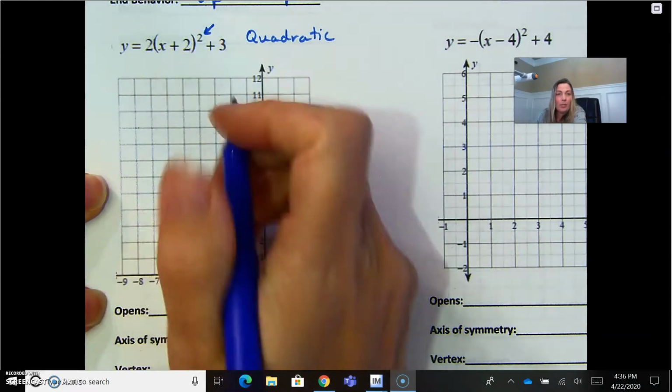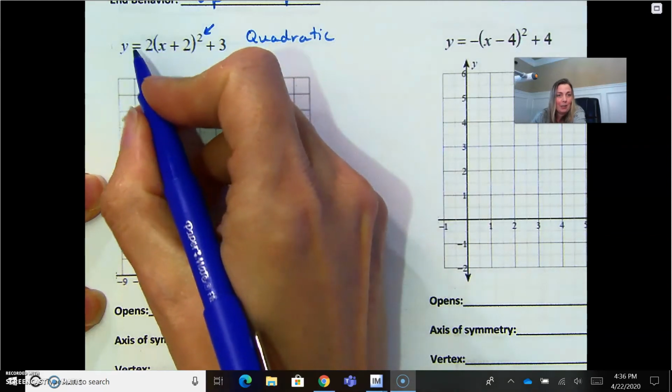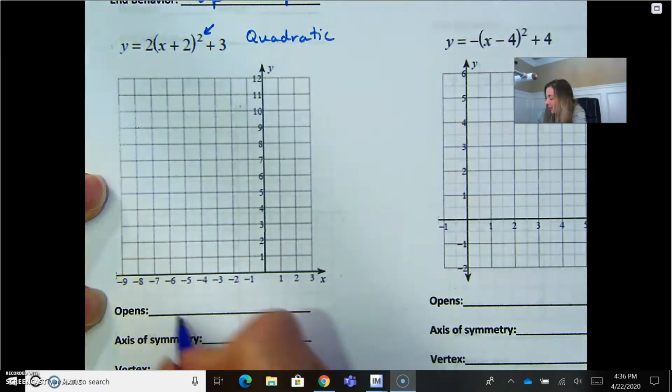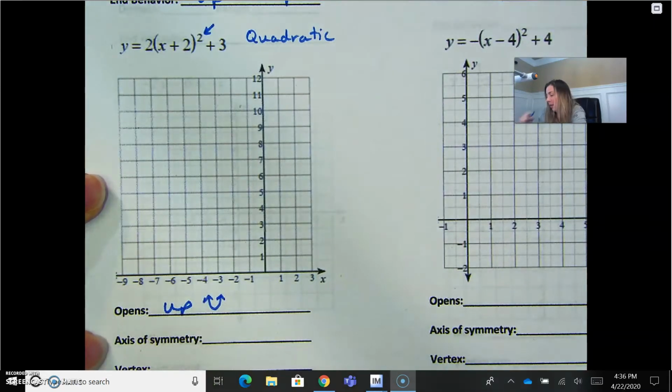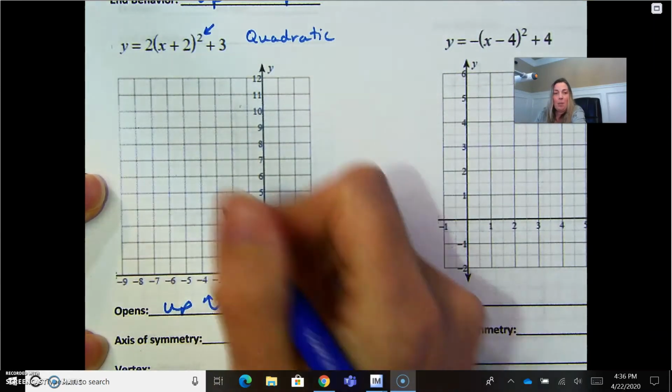All right, so which way does it open? Look at the beginning. Since it's a positive number in the beginning, that's going to be opening up. All right, positive a in the beginning. My axis of symmetry, so let me come back to that.